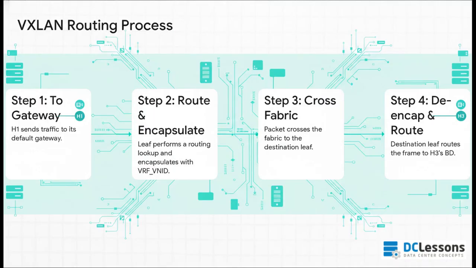So let's walk through it. H1 sends a packet to its default gateway, which is the source leaf. That leaf does a routing lookup and encapsulates the packet using the VRF_VNID. It zips across the fabric to the destination leaf. That leaf uses the VRF context to finish the routing decision, and then it sends a frame out to H3, properly tagged with its local VLAN. It's a beautiful, distributed routing process.